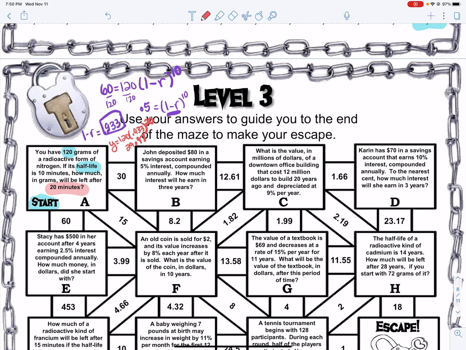So you look at A. We're looking at A right here. And it could either be 60, 15, or 30. And my answer is 29.97, which means the answer for A takes me to this path. So I go from here and I'm going across and now I'm here.